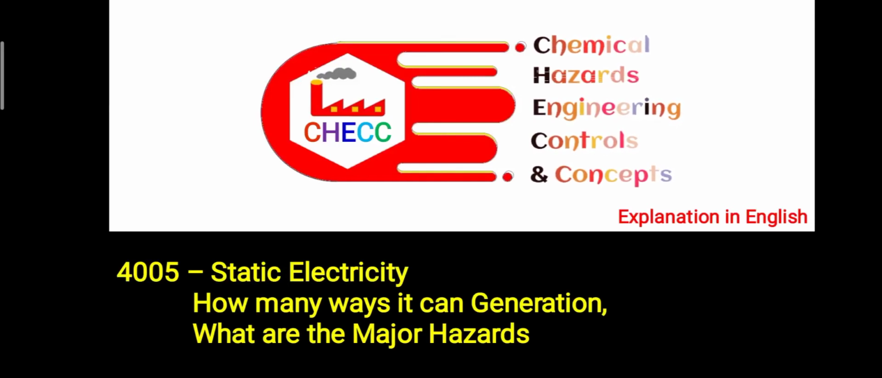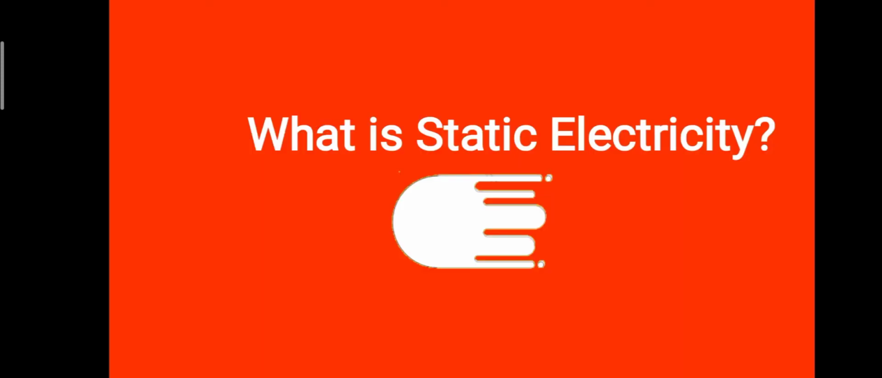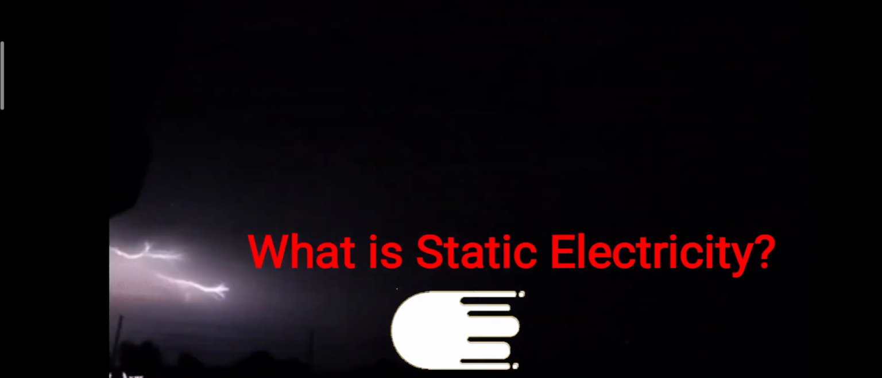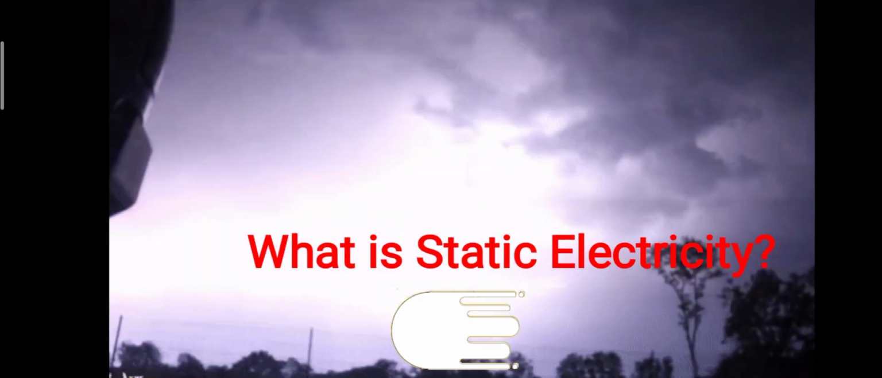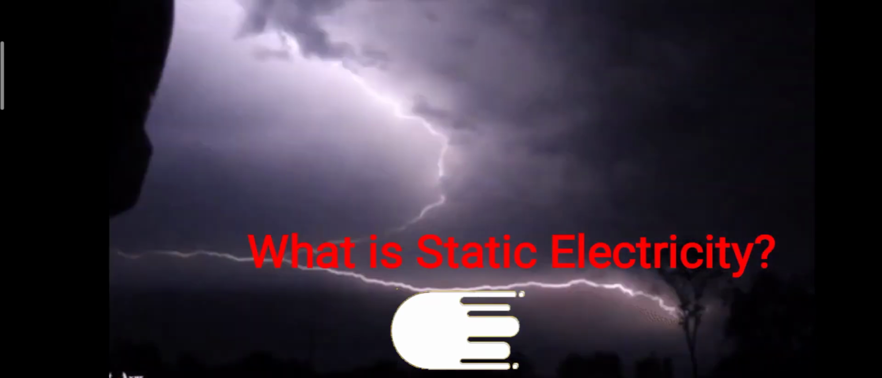Now we are going to understand about static electricity, how many ways it is generated, and what the major hazards associated with it are. Now we can start our session. What is static electricity and who identified this? 2000 years back, Thales found this while cleaning amber.